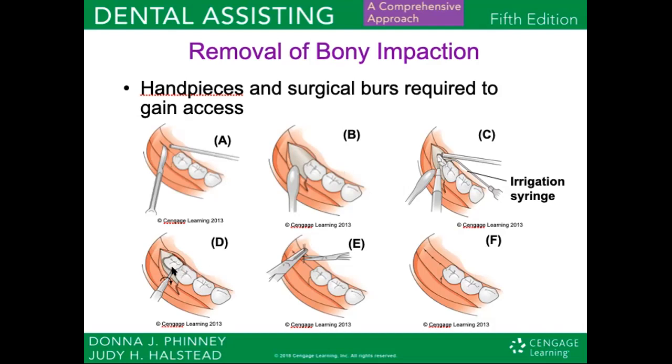So once we have the tooth exposed from the gum tissue and the bone that was around it before, we can now elevate that tooth out for the most part and get it out of there. Once the tooth is out, all the tissue that was cut before is sutured back up, and the patient is allowed to heal.